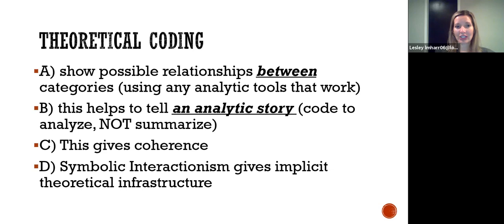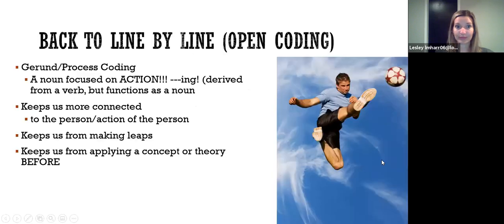An analogy I like to use for this is that it gives us coherence. So, for example, this is the muscular structure that wraps around the skeleton and brings it to life. So this is where we code to analyze, not to summarize. In comparison to initial coding, which is what we're doing today, we are looking at things more theoretically, more abstractly, rather than more descriptively, which is the first level coding phase. And symbolic interactionism gives us this implicit theoretical structure.